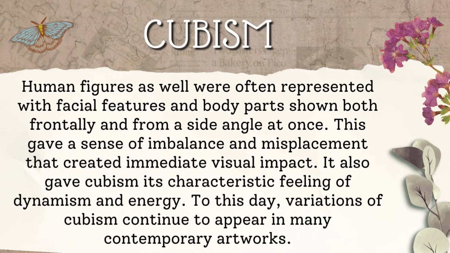Human figures as well were often represented with facial features and body parts shown both frontally and from a side angle at once. This gave a sense of imbalance and misplacement that created immediate visual impact. It also gave Cubism its characteristic feeling of dynamism and energy. To this day, variations of Cubism continue to appear in many contemporary artworks.